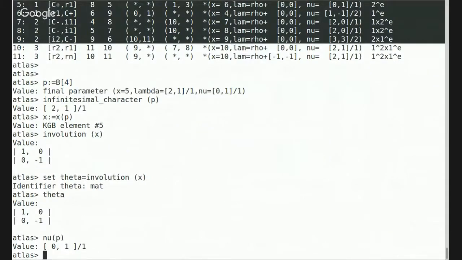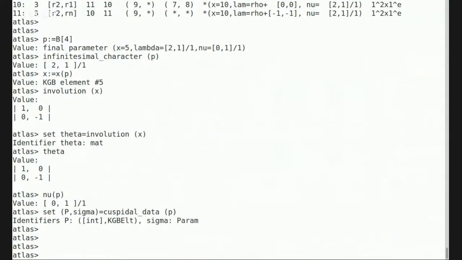And lambda has to do with, of course, the restriction, with this character on the compact Cartan. So here's what I want to do. So here's a new command, which helps to explain all of this. Let's set P, comma, sigma to be the cuspidal data of P. Okay, so this is an important new command which comes up a lot.